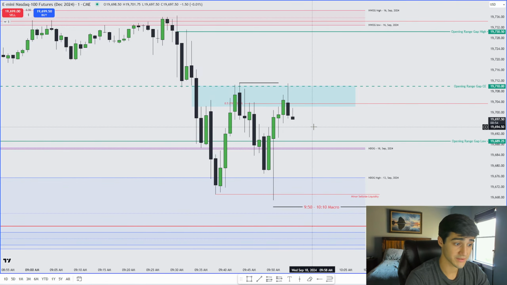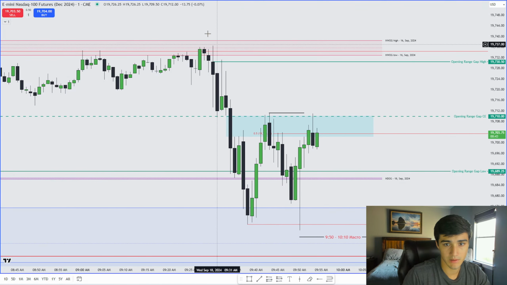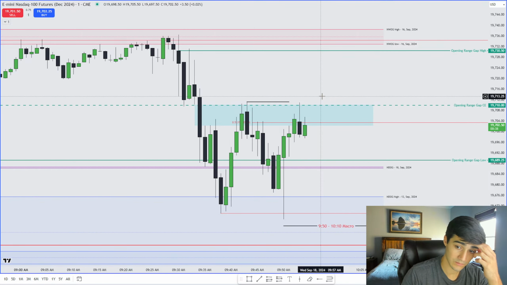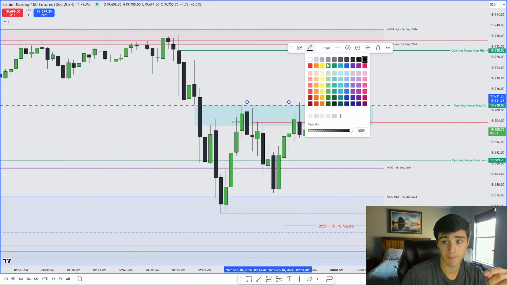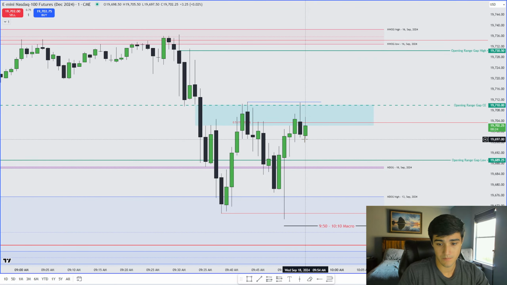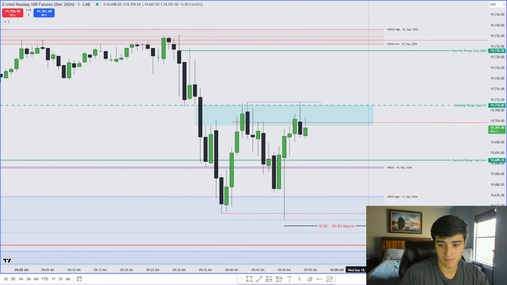Still closing below first presentation, so nothing has really changed. If we could get up above first presentation and then use it as support, we could probably explore up here. So if this candle closes, then we have relative equal highs. This candle closes below the high of this one. Something to watch.